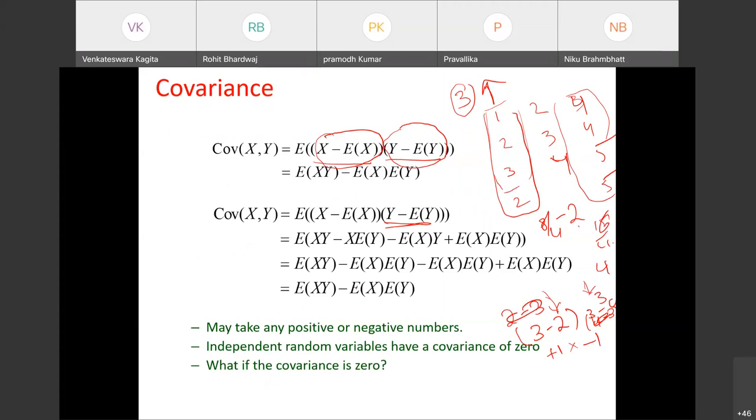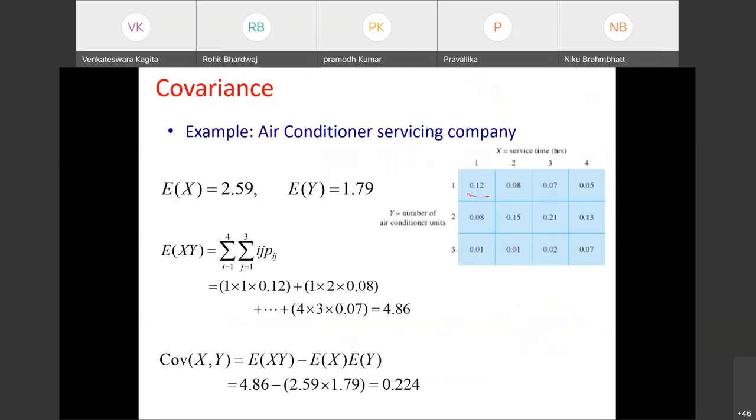So now, if you see the covariance formula, what is this covariance? This we have derived, you can go through it. It is very simple. Covariance of X comma Y is equal to expectation of XY minus expectation of X times expectation of Y. So let's compute expectation of XY, which is the joint expectation. How do you compute joint expectation? This is 1 times 1 times 0.12 plus 1 times 2 times 0.18 plus. Can anyone tell me what is next? 1 times 3 times 0.07 plus 1 times 4 times 0.05 plus and so on, 3 times 4 times 0.07, which is the last one.